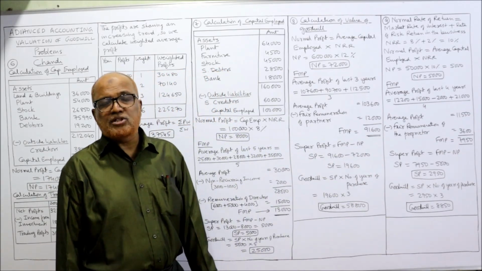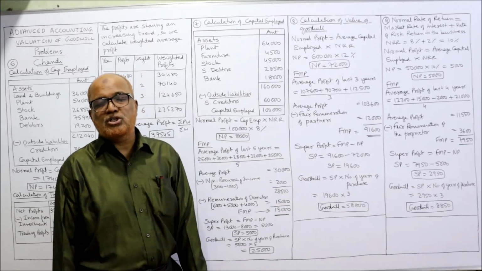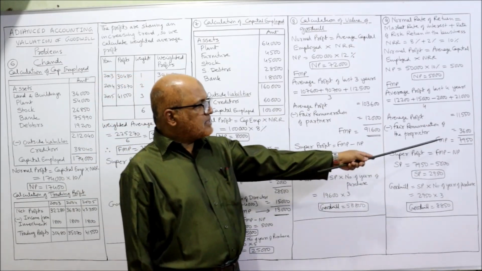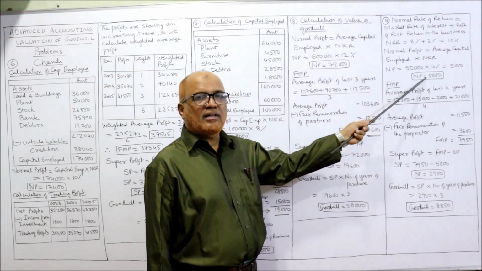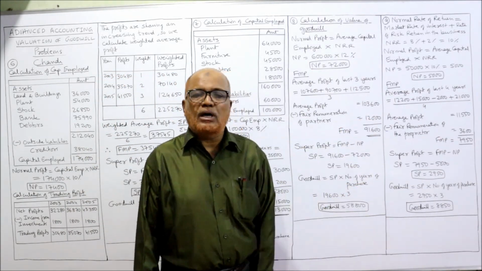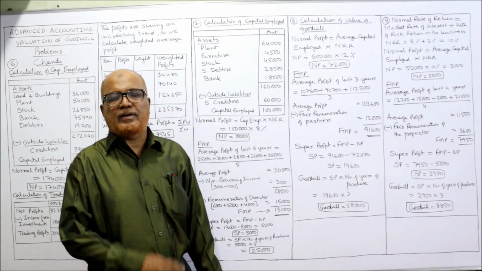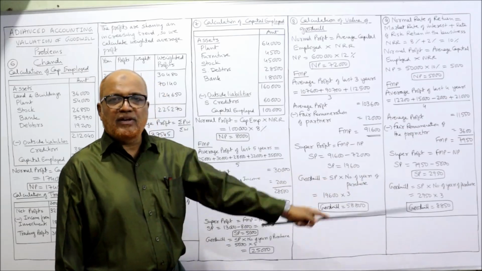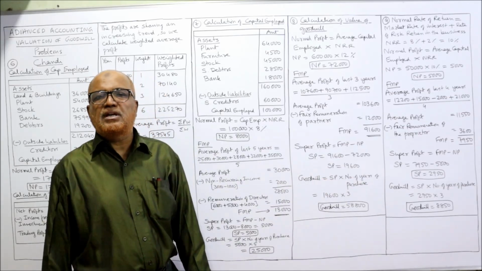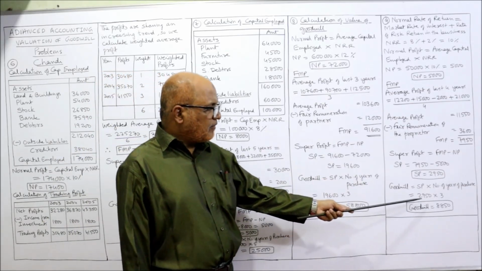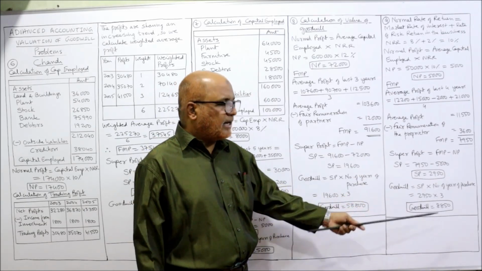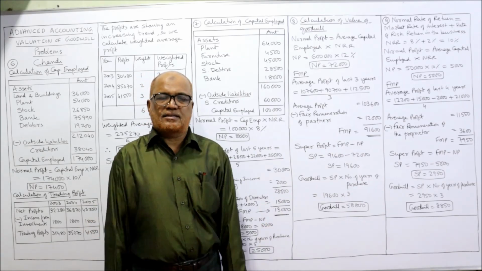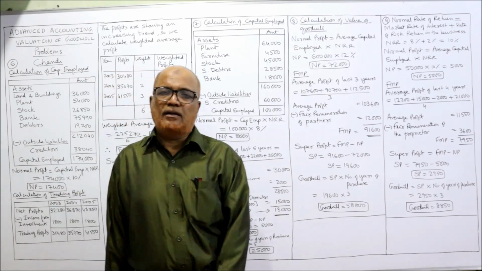Future maintainable profit. Now we need super profit. So super profit is FMP minus NP. FMP is 7,950, NP is 5,000. So subtract, you'll get 2,950 as super profit. Now lastly, goodwill: super profit into number of years of purchase. It is given in the problem, 3 years of purchase. So super profit 2,950 into 3, you'll get 8,850 as the goodwill. That's it. This is the end of problem number 9.